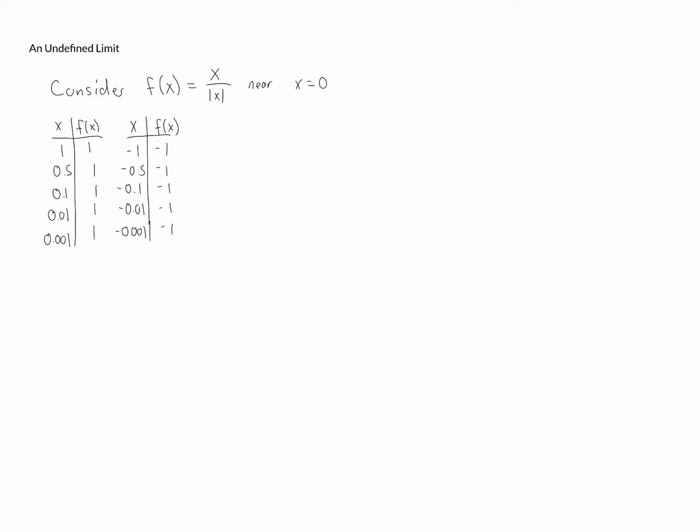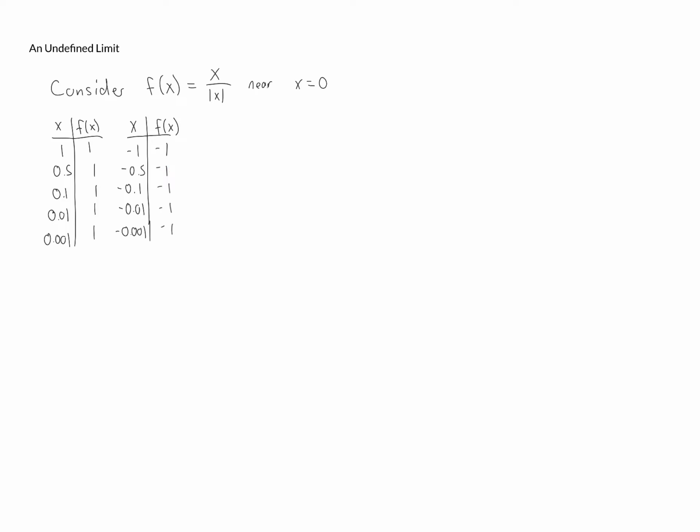right? If we pick negative 1, for example, and plug it in, that's going to be negative 1 over positive 1. The absolute value makes it positive. And negative 1 divided by positive 1 is negative 1. Similarly, negative 0.5 divided by positive 0.5 is negative 1. All of these are negative 1.